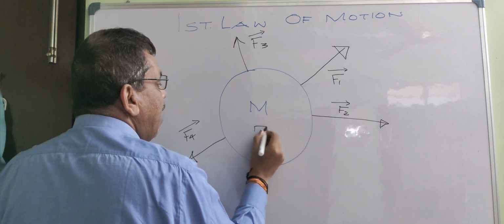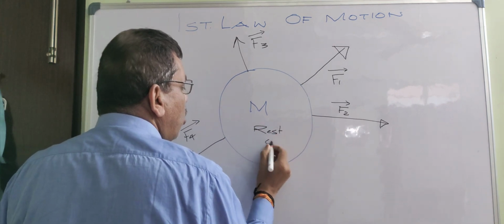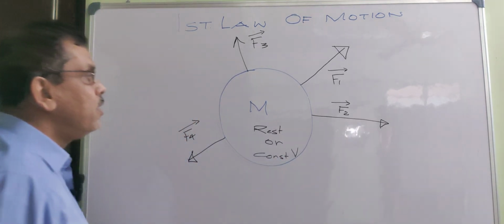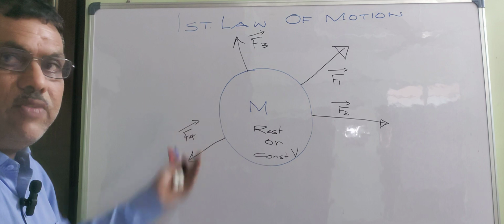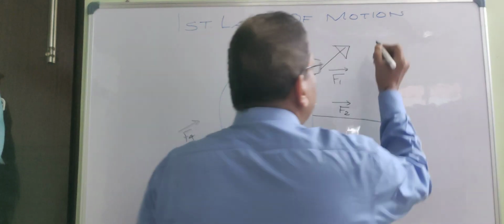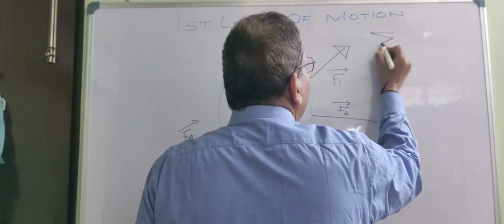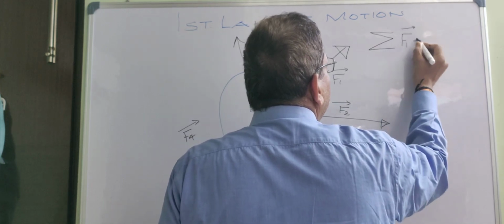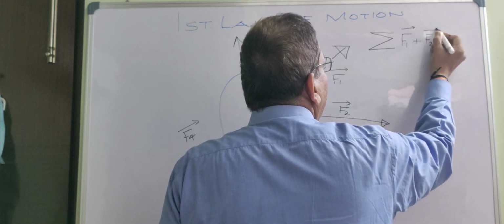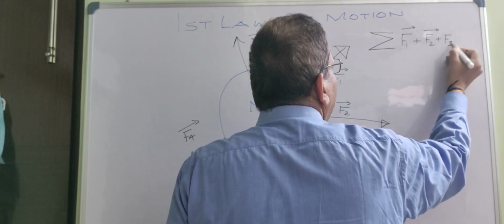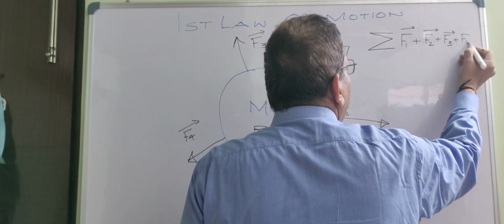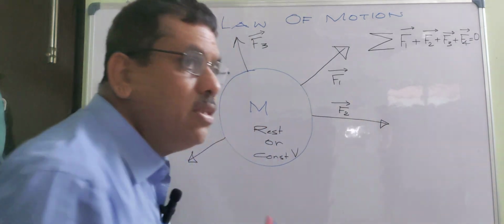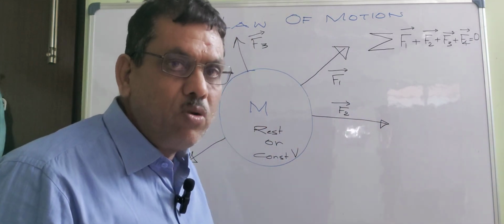Now this object is at rest or moving with constant velocity. In both the cases, if you apply the first law, the vector sum of all the forces acting. Now what is vector sum? This summation sign, I can write F1 vector plus F2 vector plus F3 vector plus F4 vector is zero. The sum of all these forces is zero. Why this zero? Because the object is at rest or moving with constant velocity.